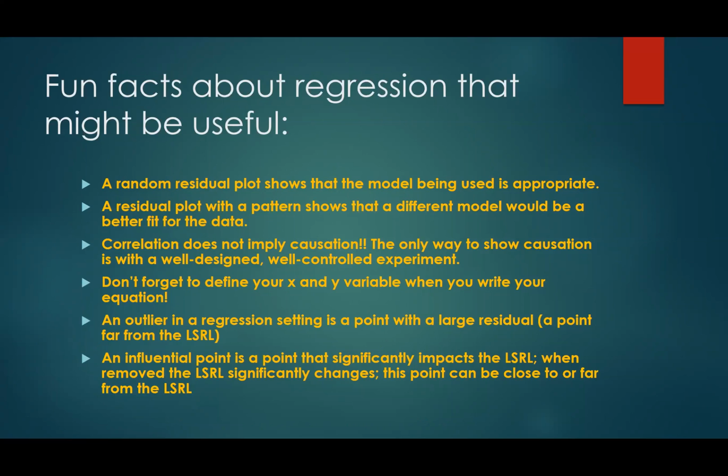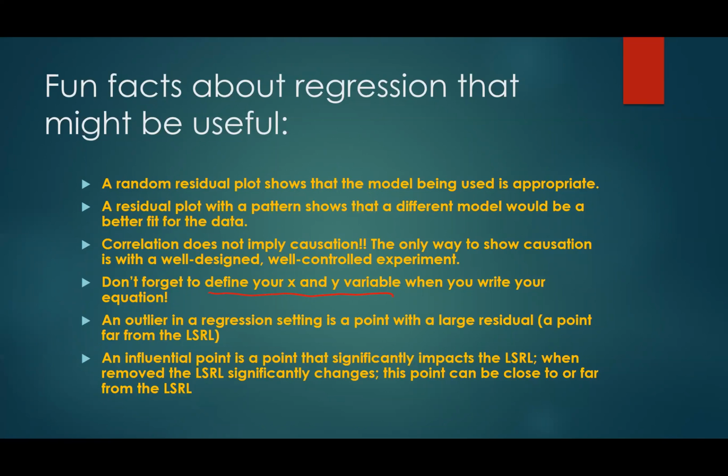Remember, correlation does not imply causation. The only way to show causation is with a well-designed, well-controlled experiment. So you can talk about a relationship between x and y, but you shouldn't say that x causes y to change unless you did an experiment, because there could be a lurking variable or a confounding variable somewhere in the problem or in the situation. Don't forget to define your x and y variable when you write your equation.